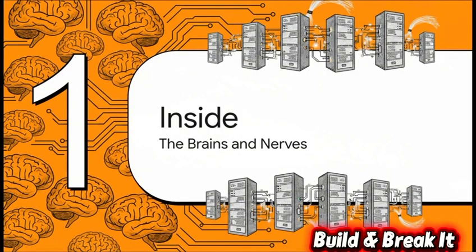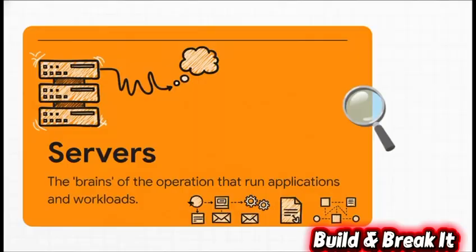All right, so let's crack one open and take a look inside. What are the critical organs that make this whole technological creature tick? We're talking about the brains and the central nervous system of the data center. First up, you've got the servers. These are the absolute workhorses, super powerful, specialized computers just stacked one on top of the other. These are the brains of the whole operation, doing everything from hosting websites to crunching all the complex calculations that power our apps and services.